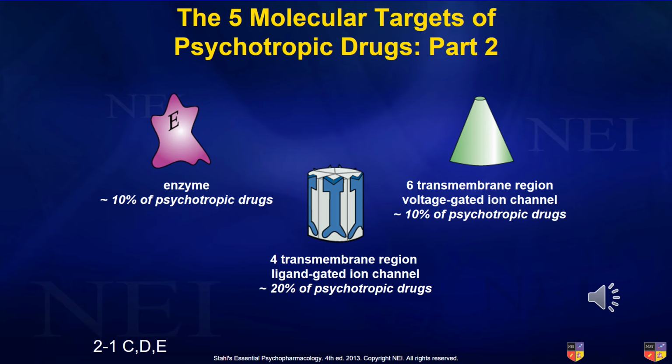Down here at the bottom, it looks like a drum. There are 4 transmembrane regions that are ligand-gated ion channels, and that just means that a neurotransmitter such as GABA, which we'll talk about again in a moment, will bind into the top of that drum, and about 20% of our medications work that way. And finally, over here on the far right-hand side, there are 6 transmembrane region receptors, and these are voltage gated, or ion, meaning sodium and calcium are the primary ones, and 10% of our psychotropic medications work that way.